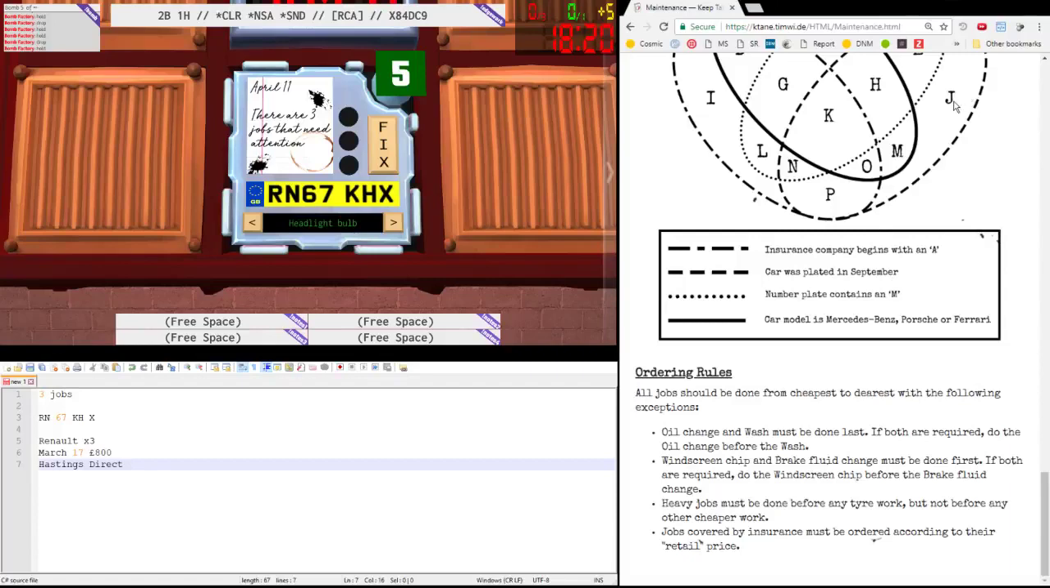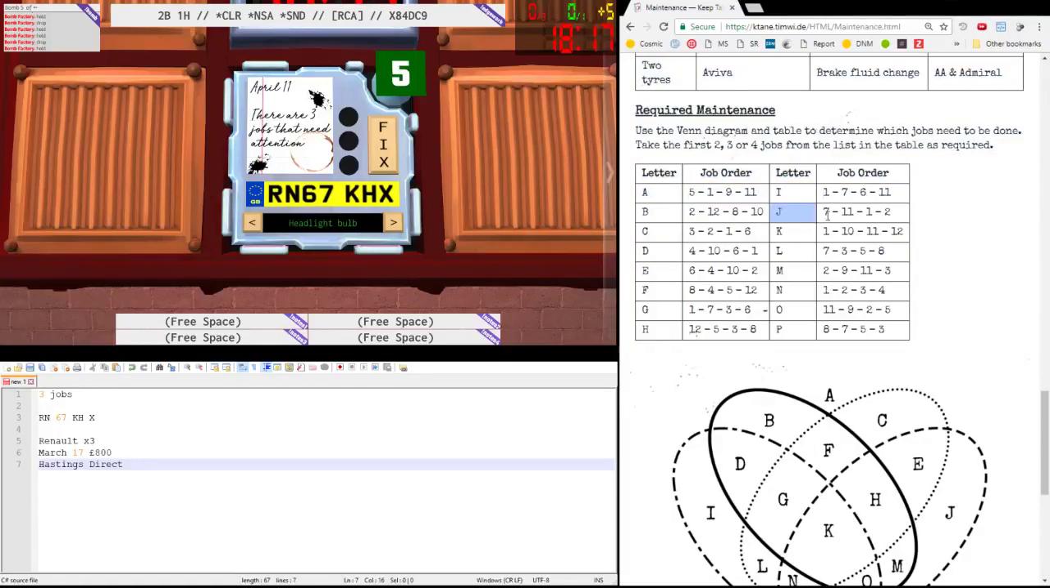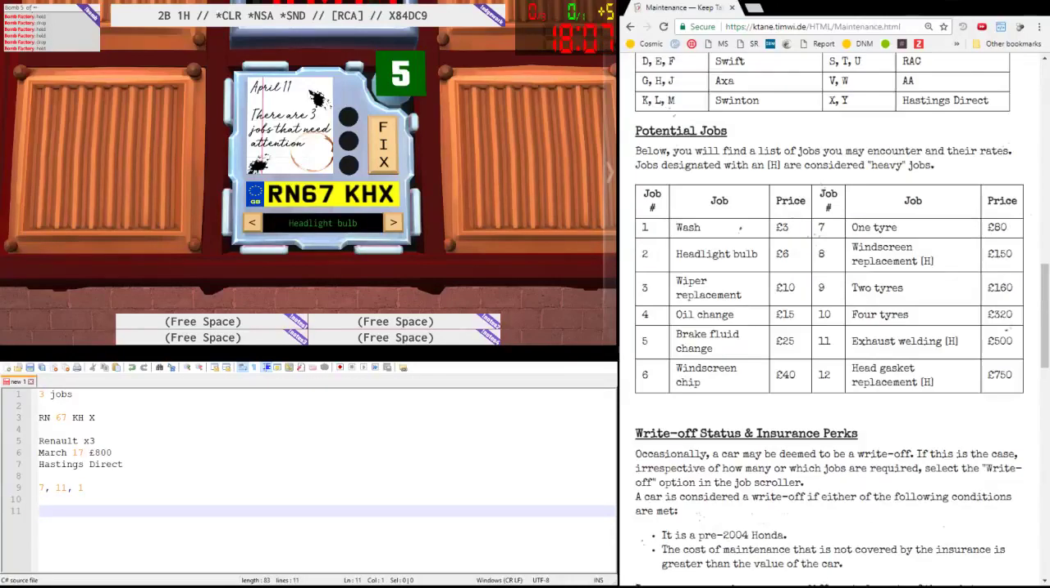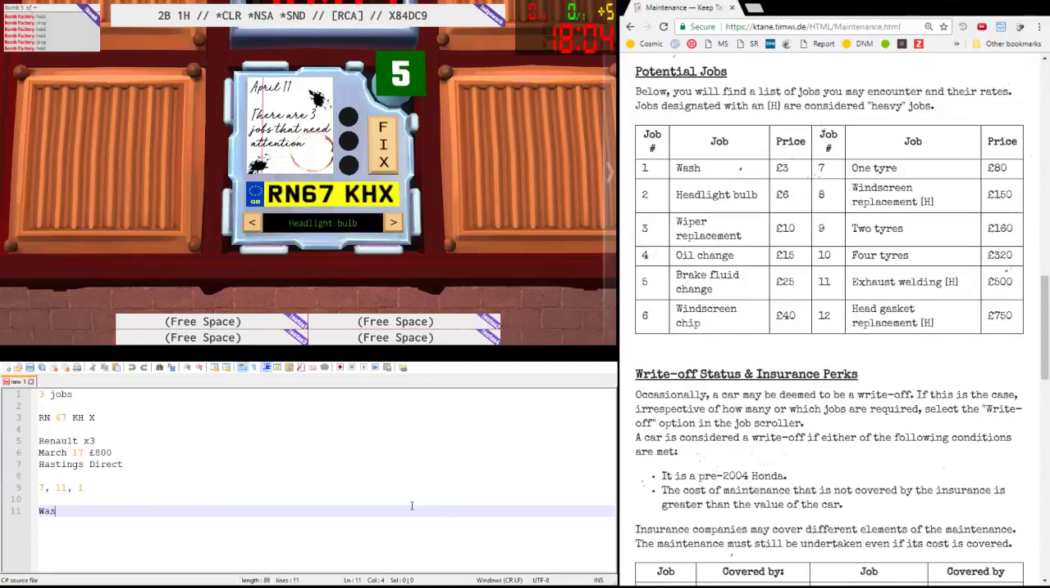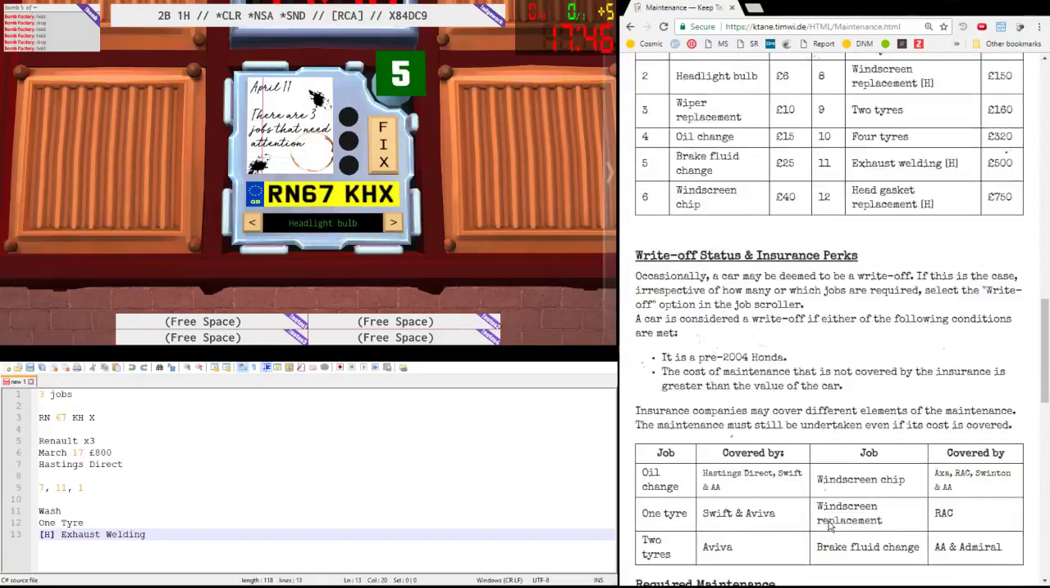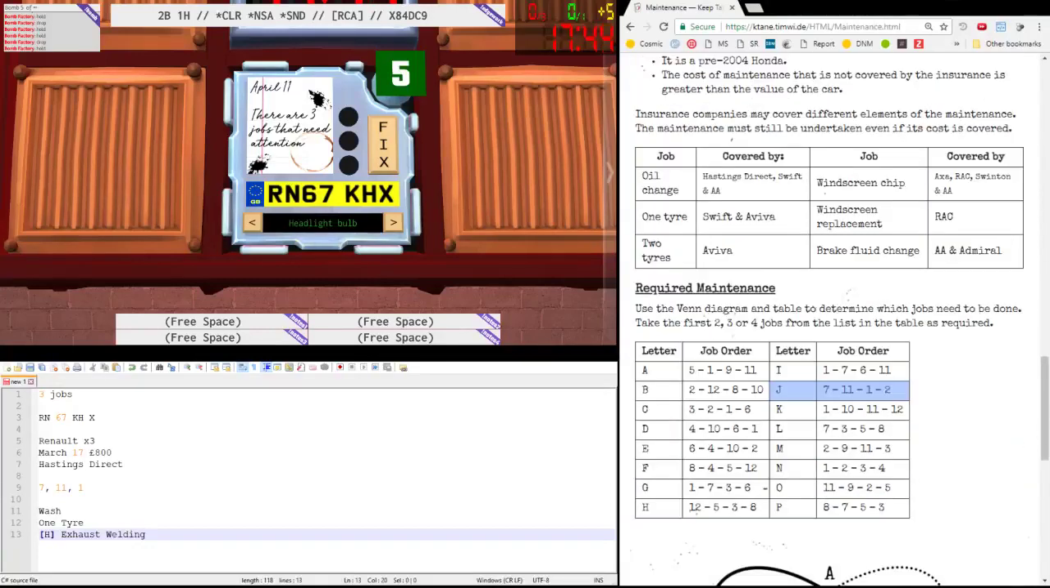That's the J section. So we come up to J. We need 3 jobs, so we're taking the first 3. That's 7, 11, 1. Again, I'm going to put them in order by price when I grab them. So that'd be 1, which is a wash. 7, which is a 1 tire. And 11, which is a heavy exhaust welding. Total price is going to be $600 roughly. That's fine. Well under our 2,400.